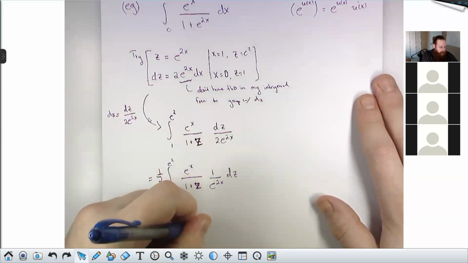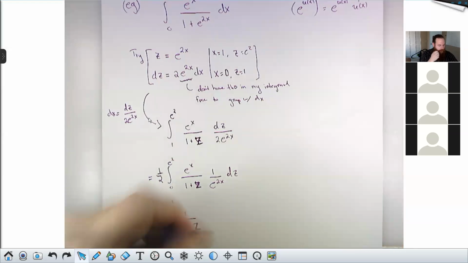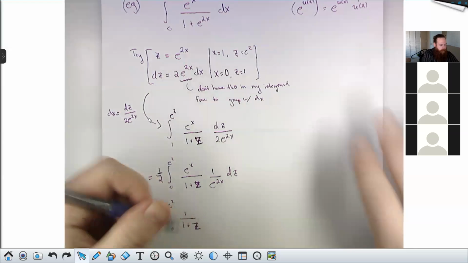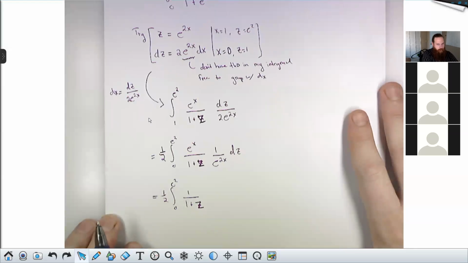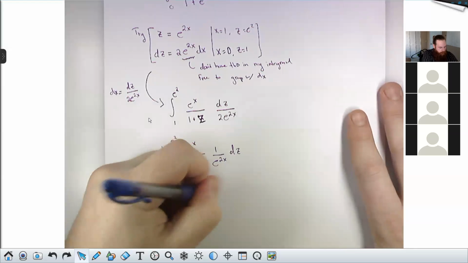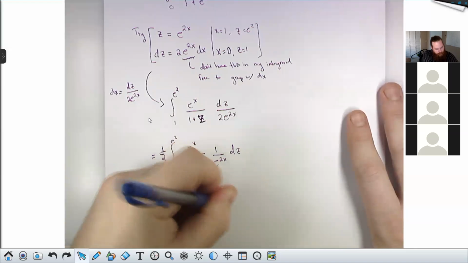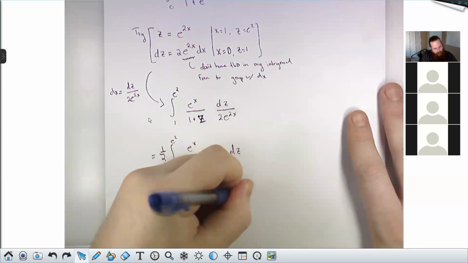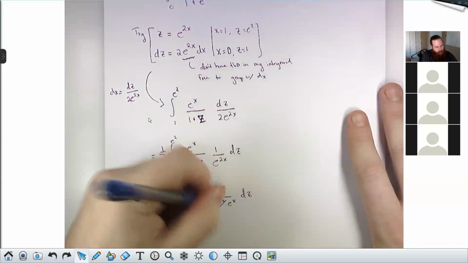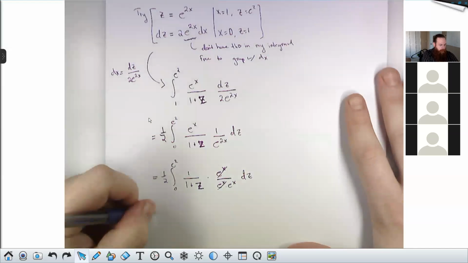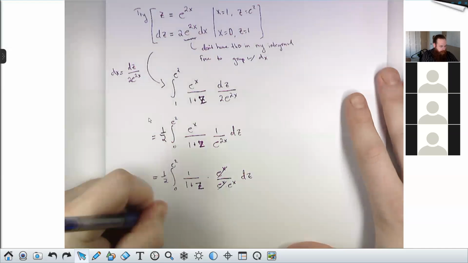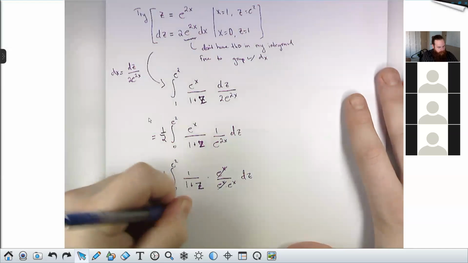I know this might seem like I'm harping, but I really do want you guys to think along with me about why we have a hard time making this substitution work. This would be e to the x over e to the x times e to the x dz, and I can cancel one of them, but I would still have a factor of e to the x downstairs that I can't get rid of.